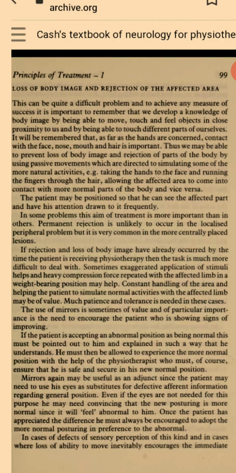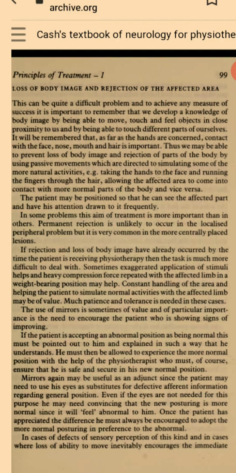Mirrors again may be useful as an adjunct, since the patient may need to use his eyes as substitutes for defective afferent information regarding general position. Even if the eyes are not needed for this purpose, he may need convincing that the new posturing is more normal, since it will feel abnormal to him. Once the patient has appreciated the difference, he must always be encouraged to adopt the more normal posturing in preference to the abnormal.